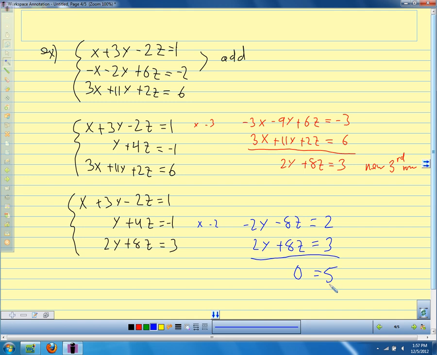What does that tell me? No solution. So we end up with no solution for this particular one. As soon as we hit something like this, 0 equals 5, 1 equals 0, 10 equals 15, we know that we have no solution. So we can just stop.